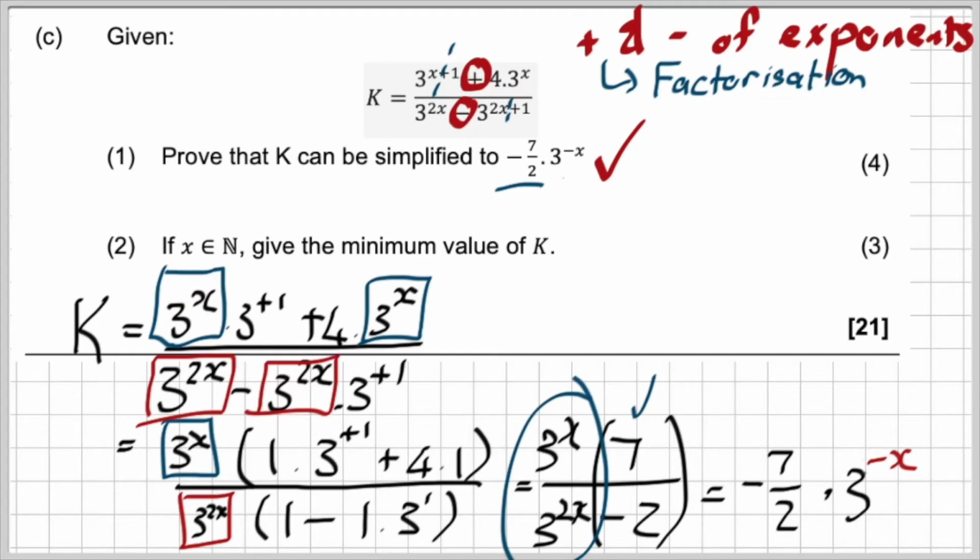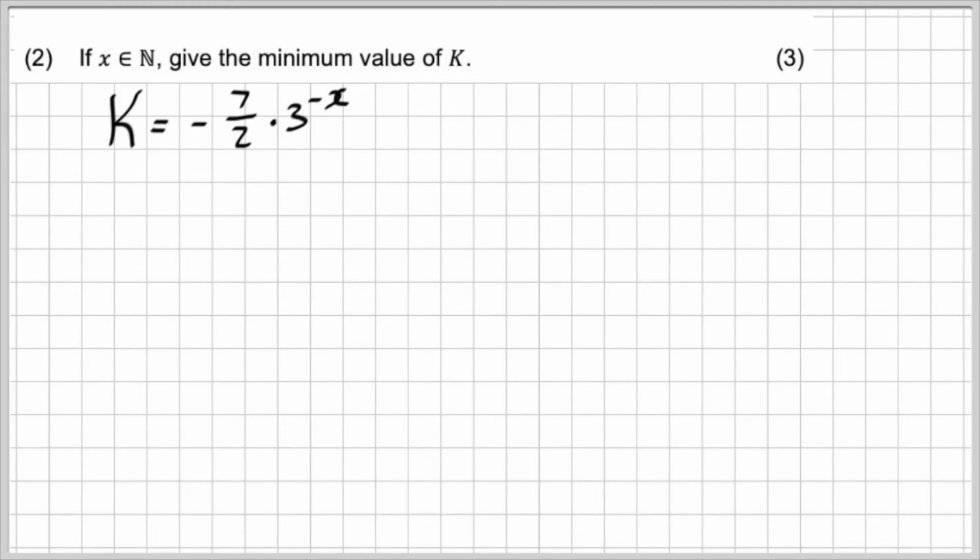Where did I want to go? And then you always compare. Now, one of the most important reasons why they love to ask these questions is for question C2. Even if you couldn't do C1, you can still attempt C2 because you know what K is equal to. In other words, K is negative 7 over 2 times 3 to the negative x.